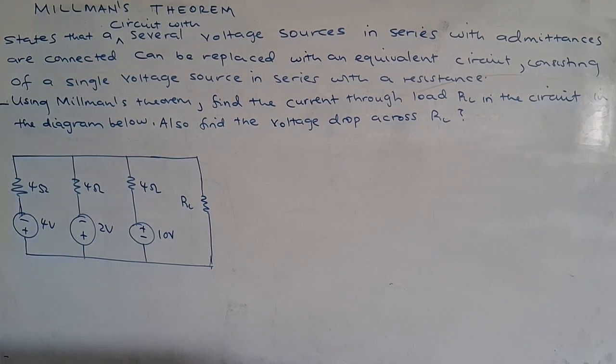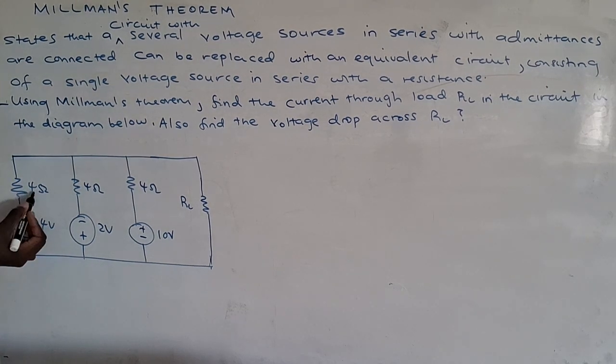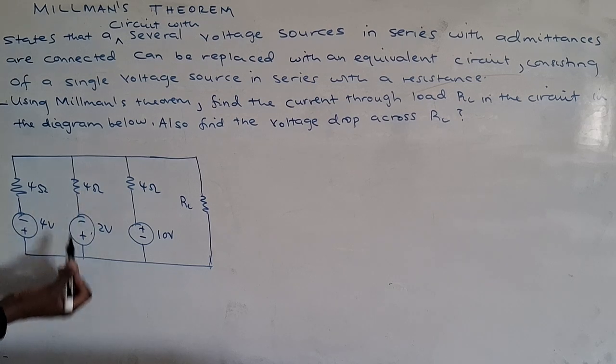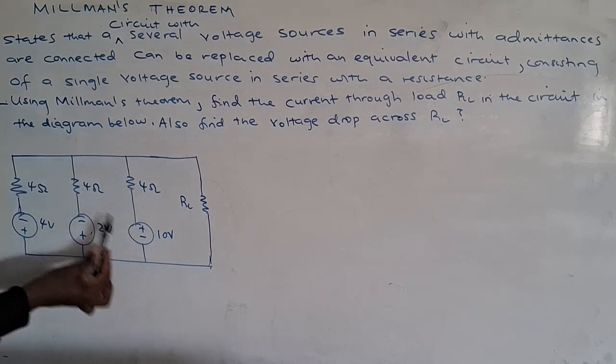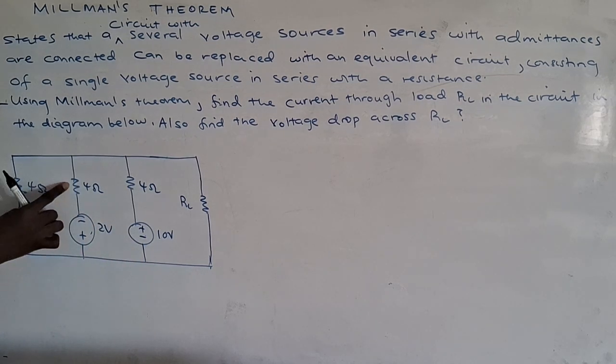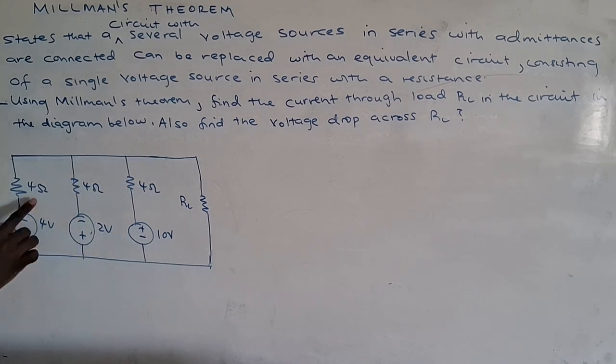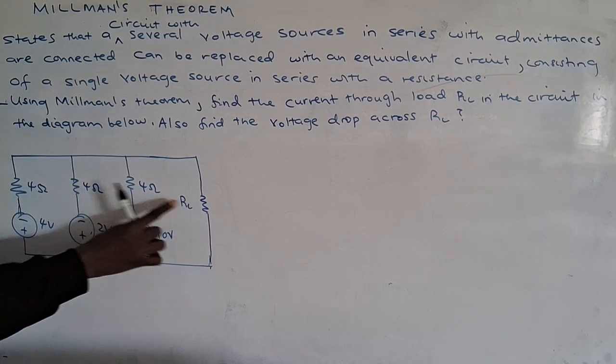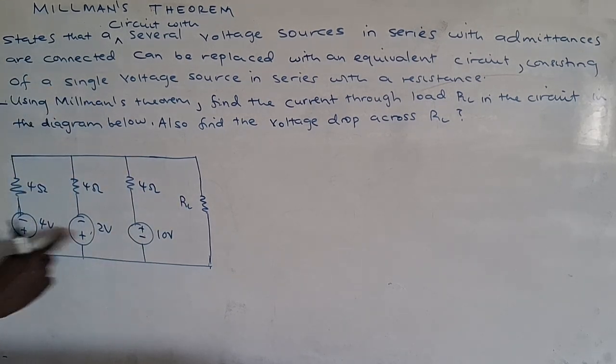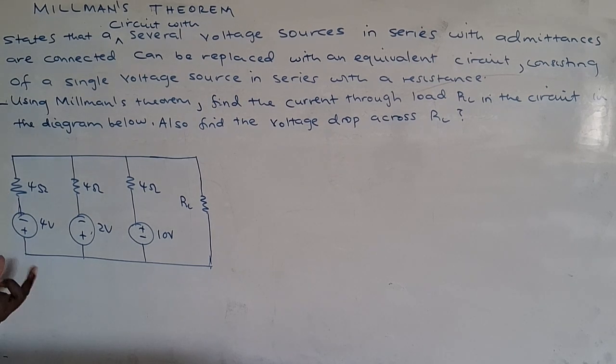See, this is the voltage source and this is the resistor. They are in series. This and this in series, this and this in series, this and this in series. But the three branches are in parallel. Also the voltage sources are in what? In parallel. So what are we going to do?